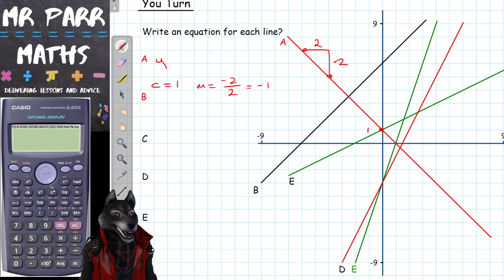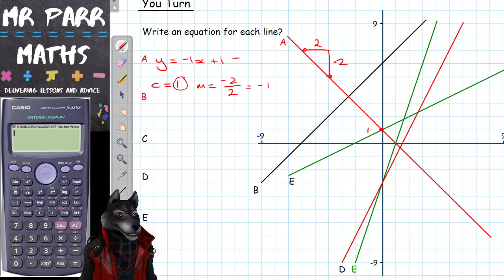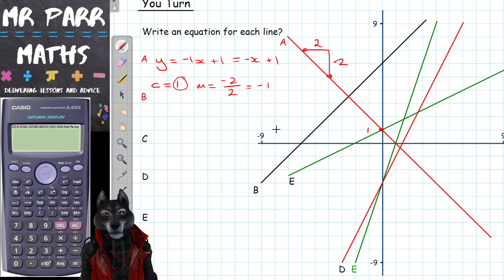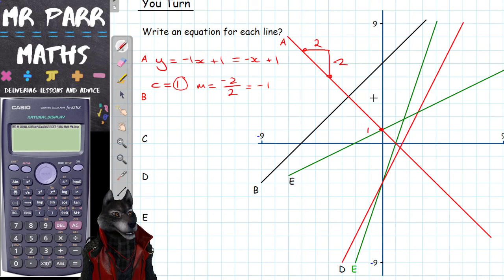So this is y equals minus 1x plus 1, because that's positive. Now this can simplify, because we don't need to say minus 1, we could just say minus x plus 1. Done. Right, next graph B. I'm going to go for black pen on this. This graph is black, so again, now this goes across at 1, 2, 3, 4, 5, 6. So this has got a C value of 6.